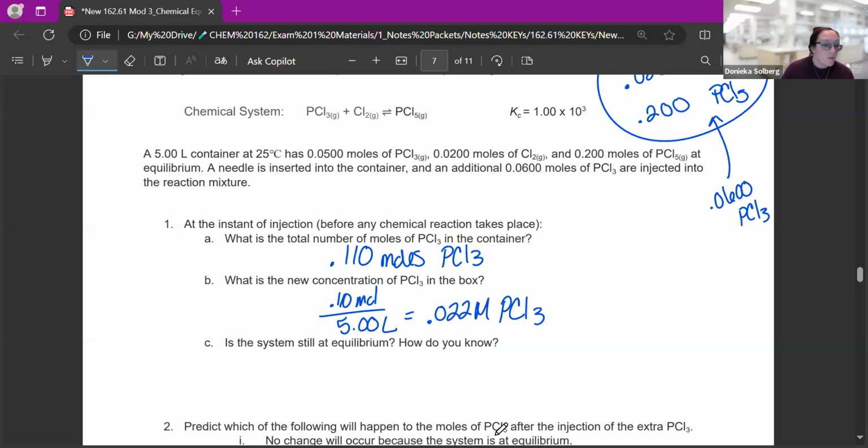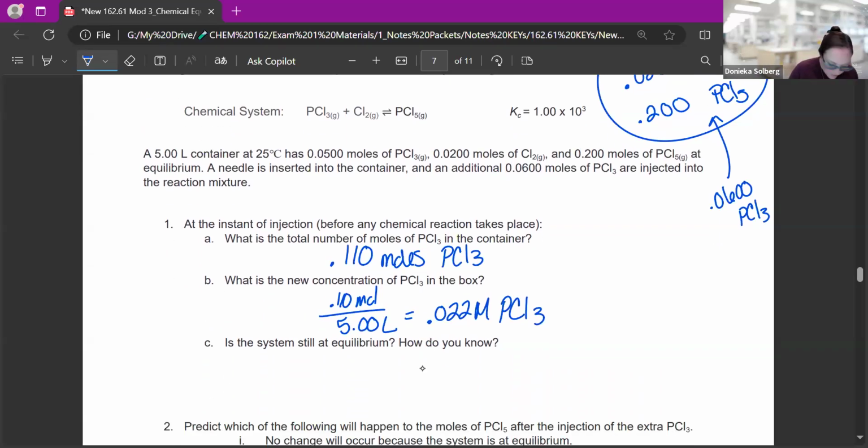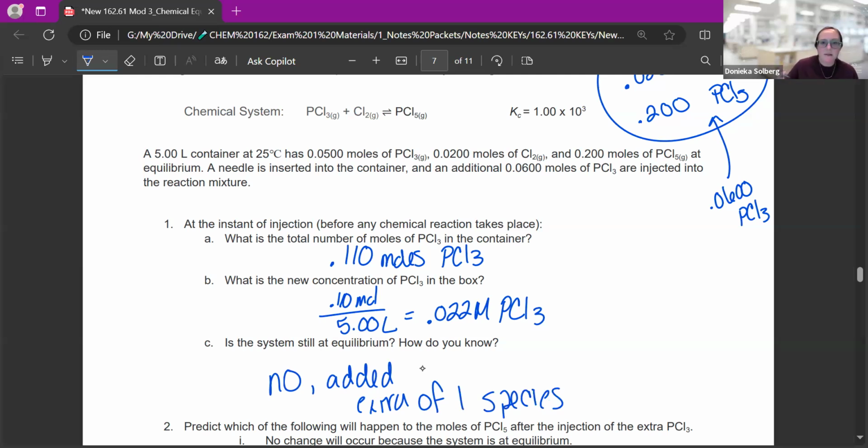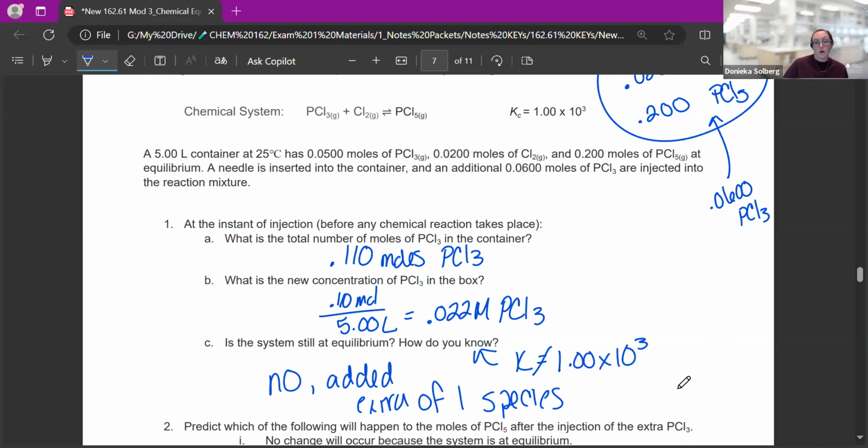Now, I have not reached equilibrium. I added some stuff in, so it's got to re-equilibrate. So is the system still at equilibrium? No. You could say, how do you know? Because I added extra of one species, whatever species it is, that's going to throw off my K value, and K is a constant, so that can't happen. You could also calculate it. You're going to get that your K value is not 1 times 10 to the third. If you plug in this as my molarity for PCl3 and the other two, you're not going to get 1,000. That means I am not in equilibrium. What you would have calculated there is called the reaction quotient.